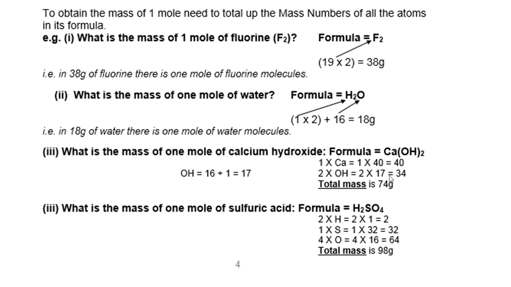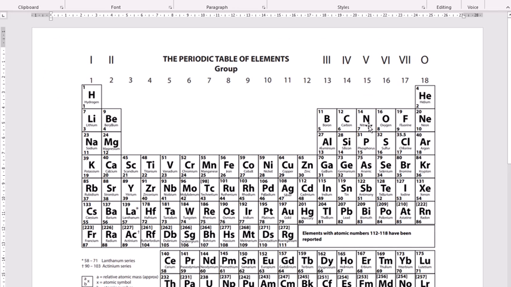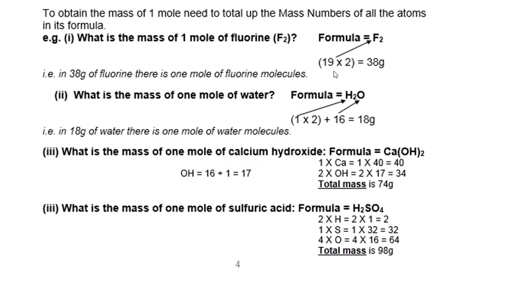Well, F, we look up in the periodic table. So go back to our periodic table. There's F there. It's 19. So 19 multiplied by 2 would be 38. So 1 mole of F2 would weigh 38.